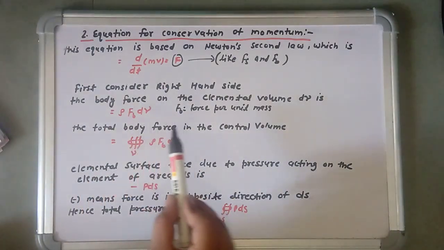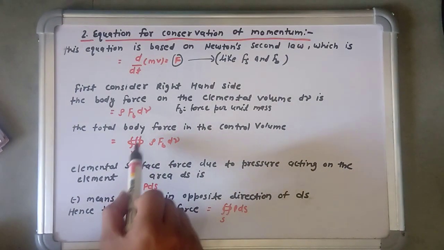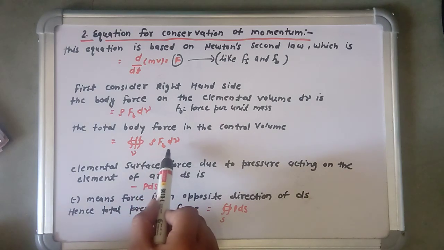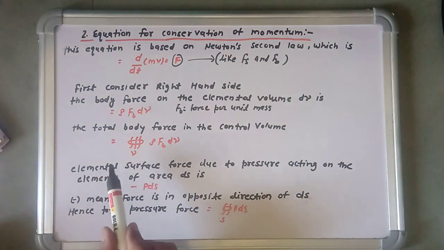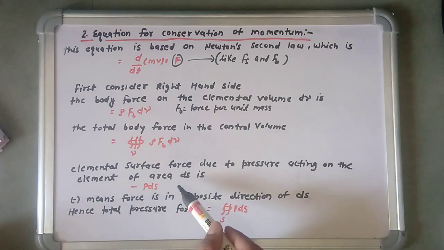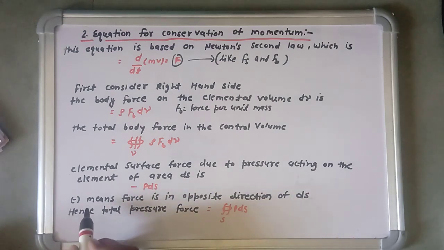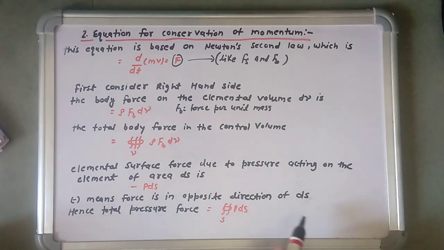The total body force in the control volume is given by the closed integral of rho fb dv. Now the elemental surface force due to pressure acting on the elemental area ds is minus p ds, where p is the pressure. Negative means the force is in the opposite direction of ds, and hence the total pressure force equals the closed integral of p ds.